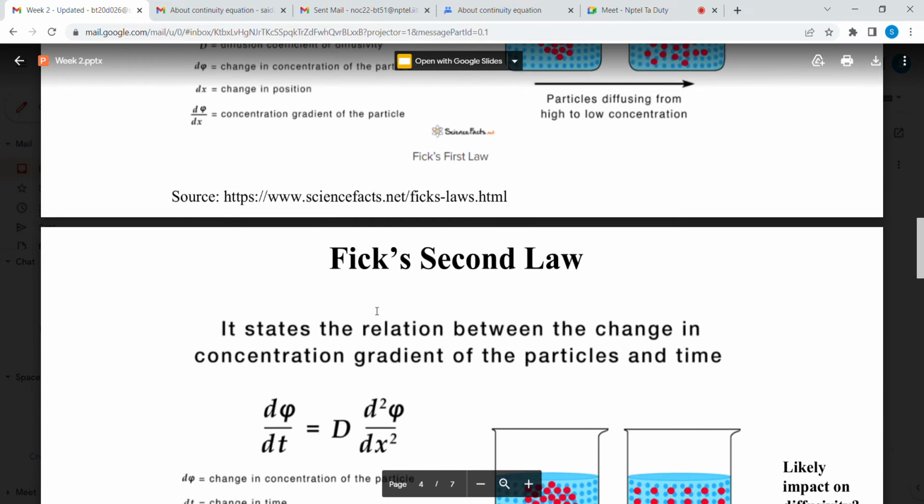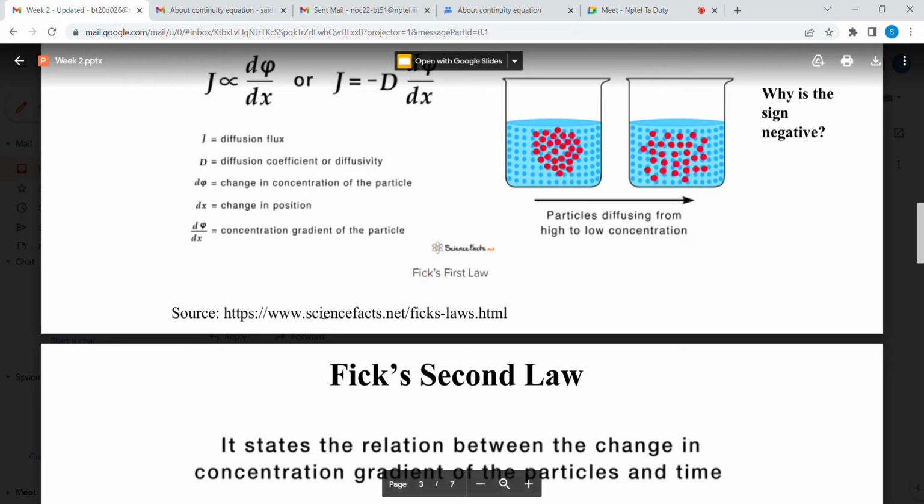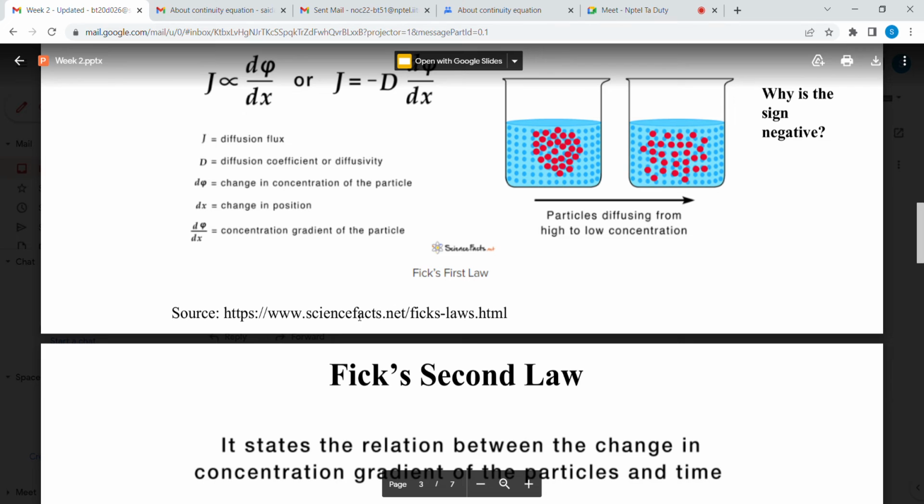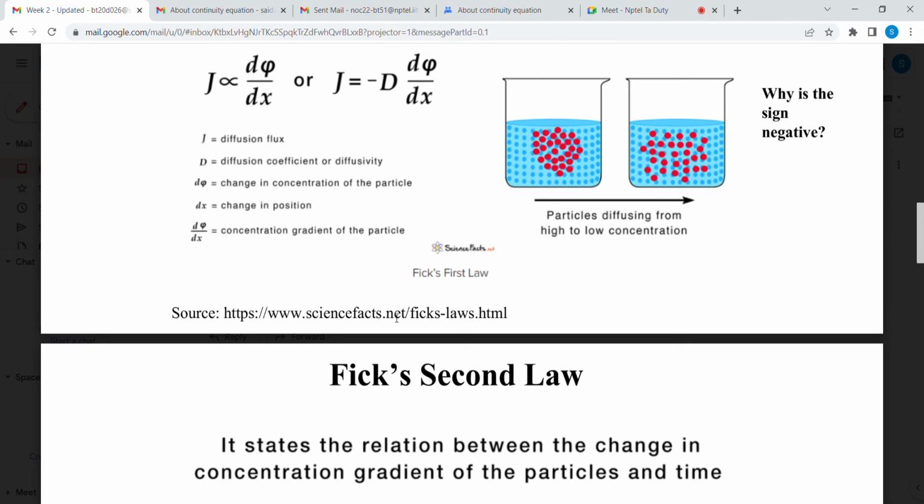I picked up this slide from sciencefacts.net. It is very important in your scientific journey to attribute the source from where you pick anything, for your presentations or for your publishing papers or whatnot. It's very important to give the source.